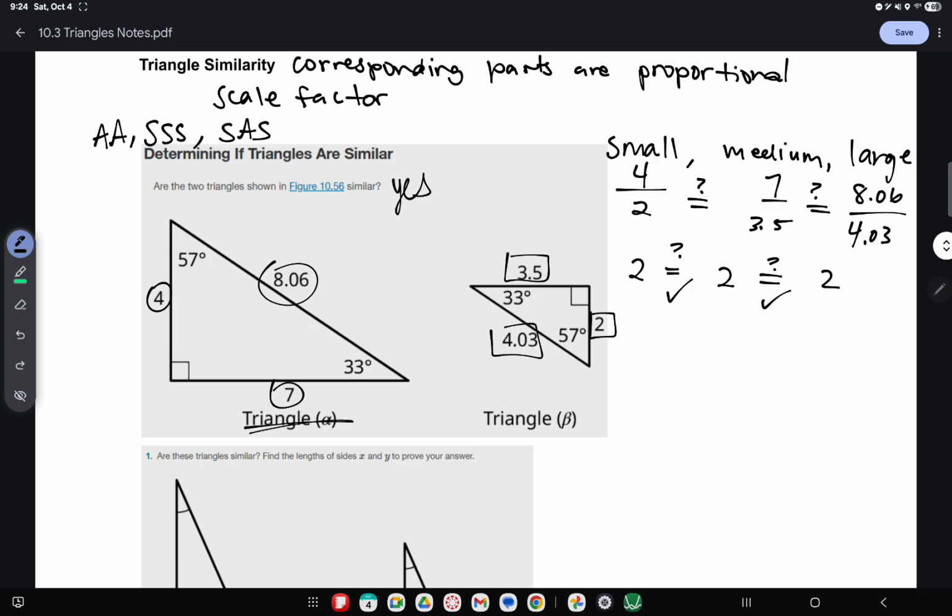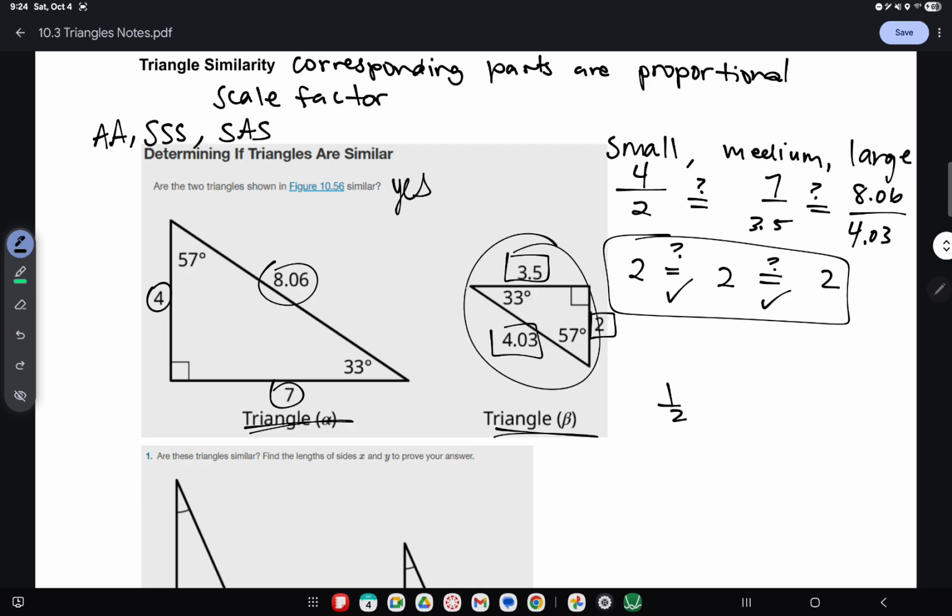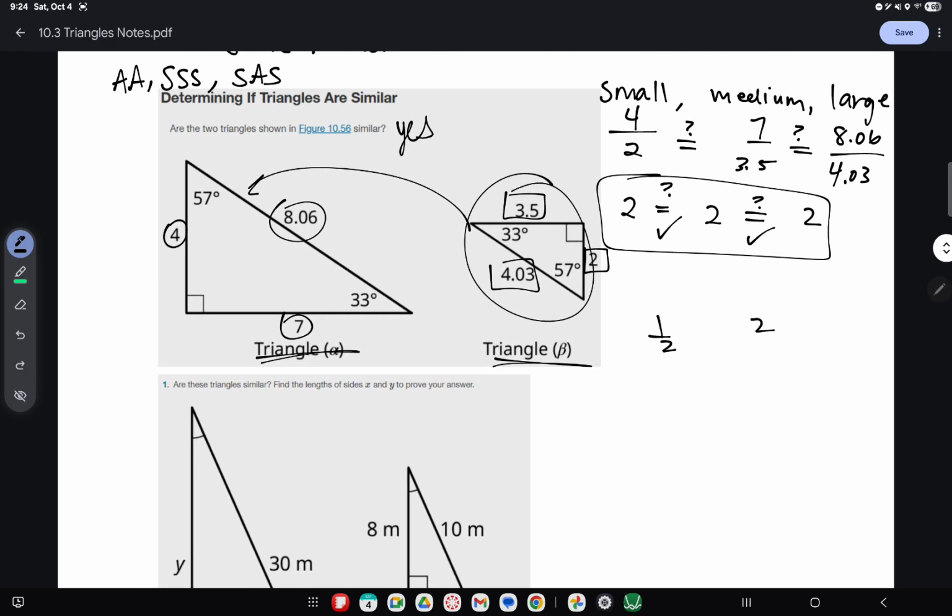If we're talking scale factor, we would have to know what direction we're going. Is this triangle the first one and we're going to the second one? Because then the scale factor will be based off of this ratio here. So because I'm going smaller, the scale factor is going to be 1/2. But if I was going from the small triangle to the big triangle, it's going to double. So it just depends on the direction. And this one, it didn't ask, so we didn't need to find that.